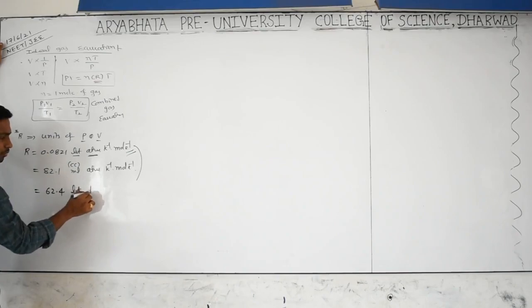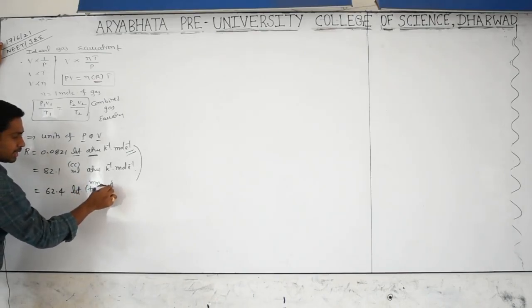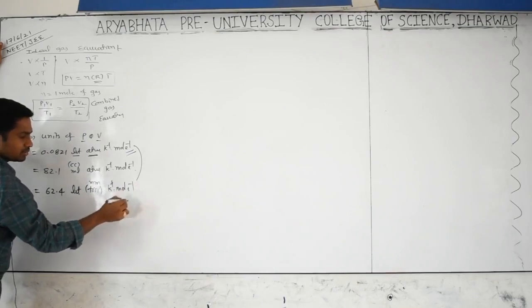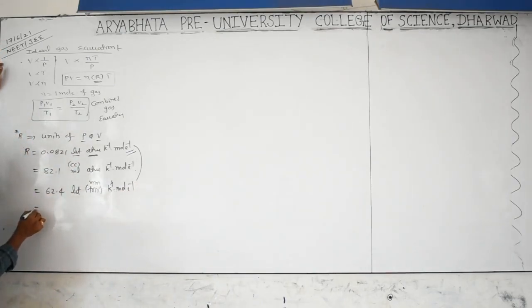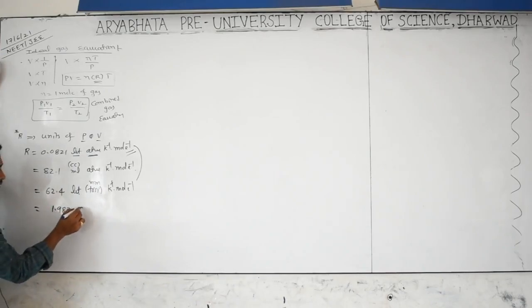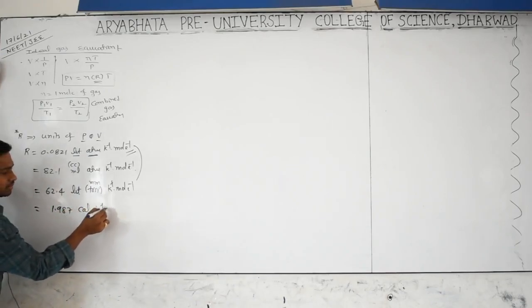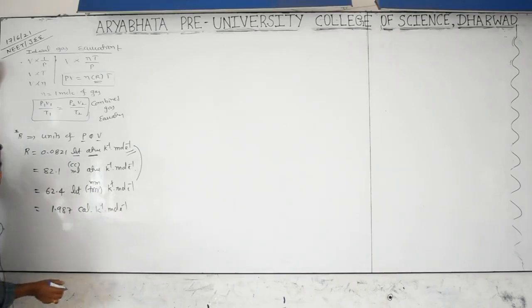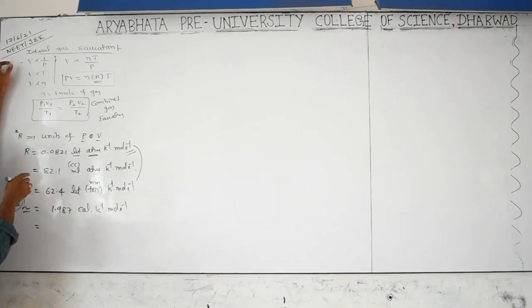Instead of atmosphere, what are we getting? Torrs, or we can write millimeters, and Kelvin inverse and mole inverse. Now I want to get the R value in calories. Most repeated question: 1.987 calories, Kelvin inverse and mole inverse. While solving problems, we take approximately 2 calories. 1.987. Same R value, I want it in joules.